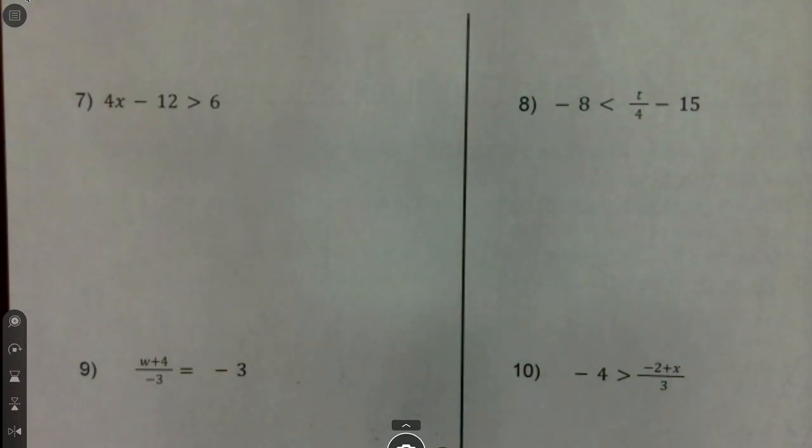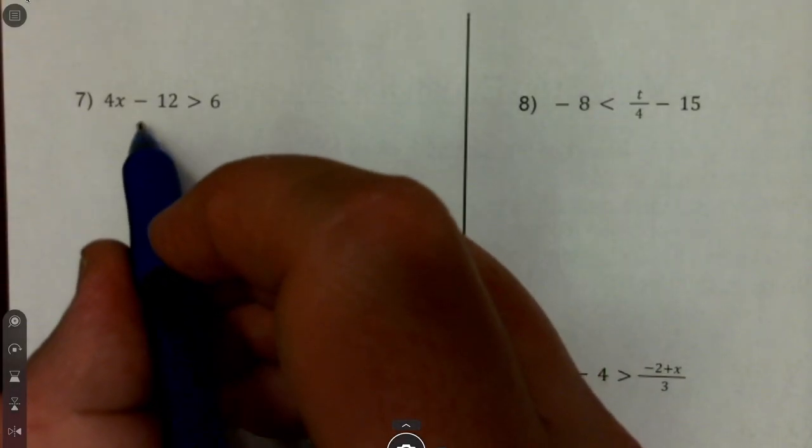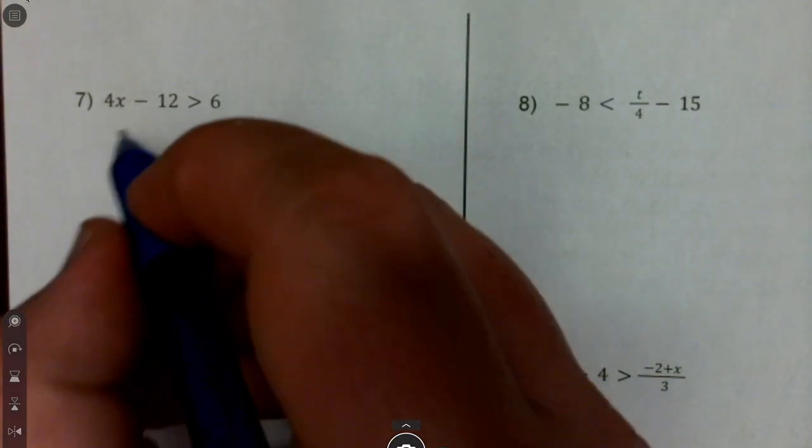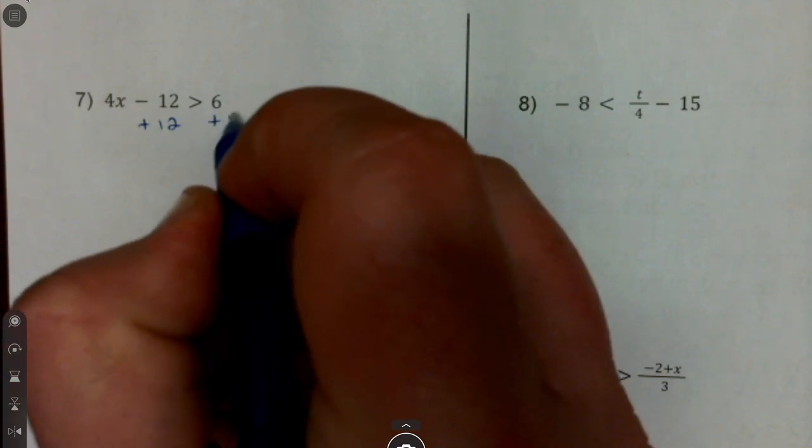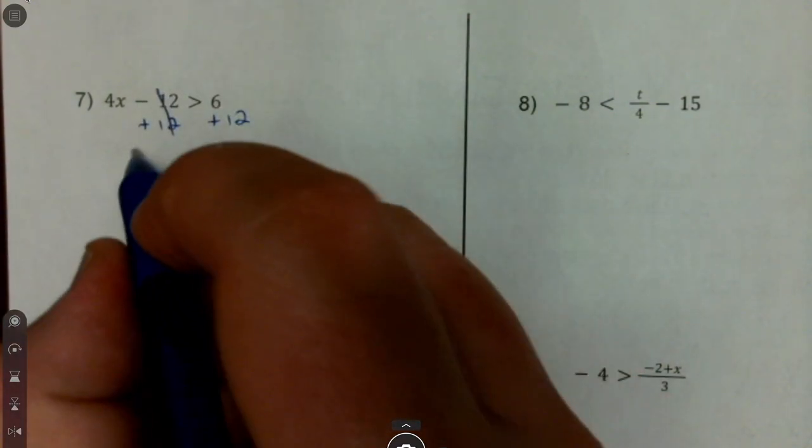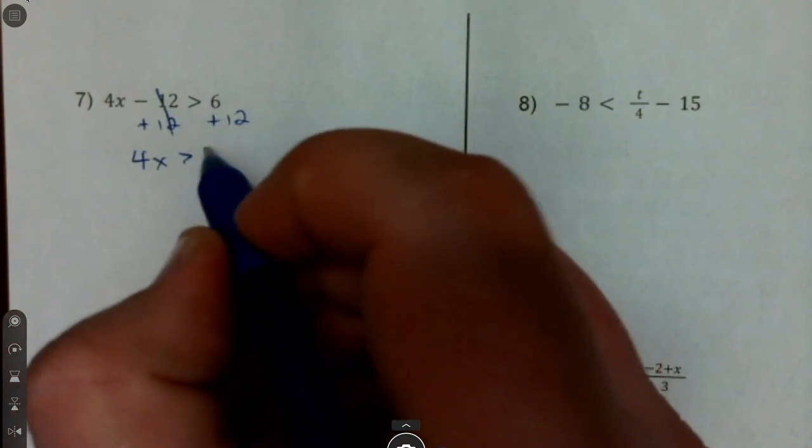we look and we say, is there a big fraction? Nope. Do we need to distribute? Nope. Are there variables on both sides? No. So we're down to step 4, which is to move the constant away from the variable. So there's the variable, so I'll need to add 12 to both sides, because that's the opposite of subtracting. 6 plus 12 is 18.